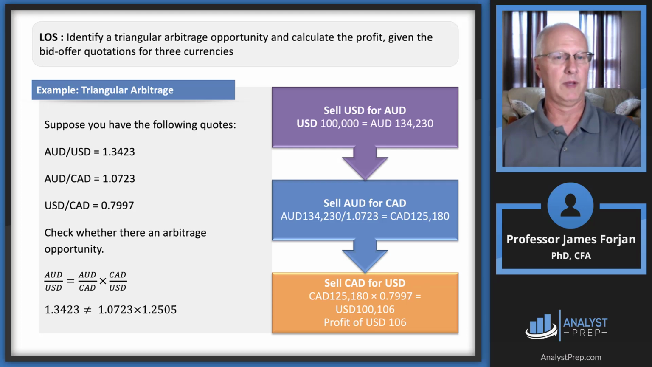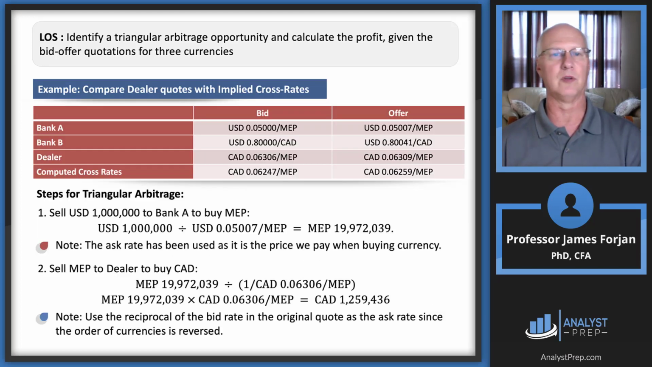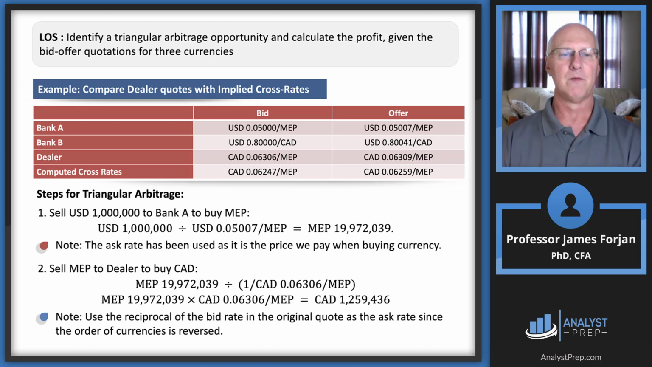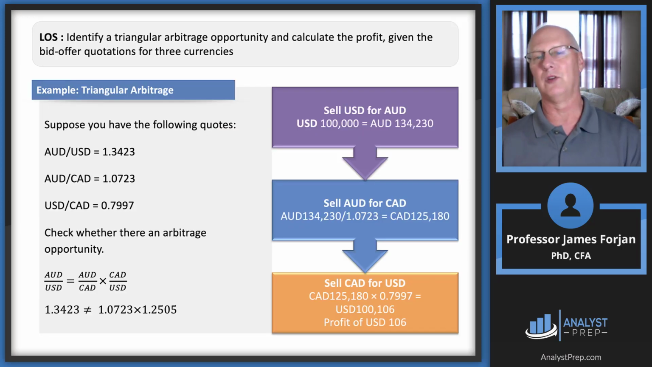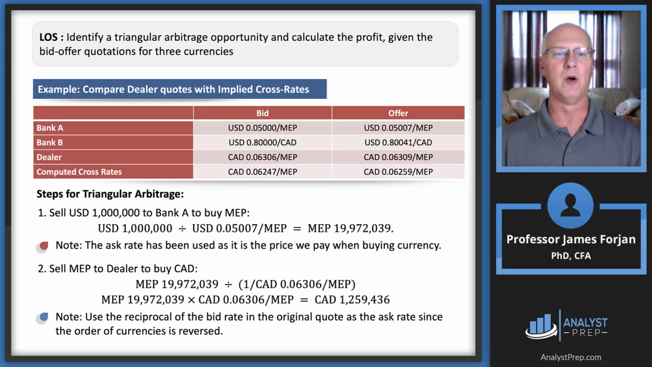So let me go back. We're going to do these 3 quick steps right here, but we need to be super careful because we have bids and offers. All right, so where I am here, steps for triangular arbitrage. Hey, if we could come up with $100,000 on our own in this example, why can't we come up with $1 million US in this example?